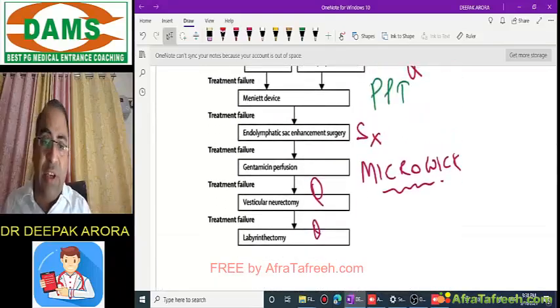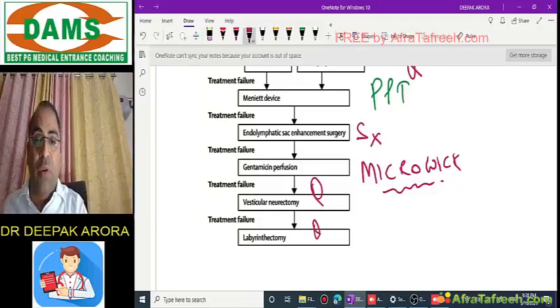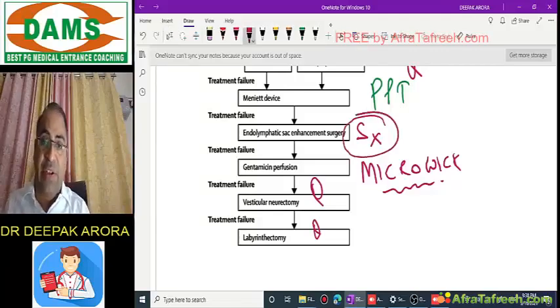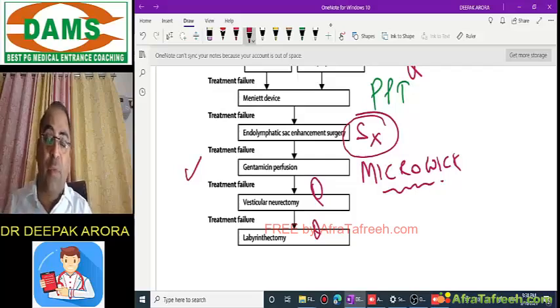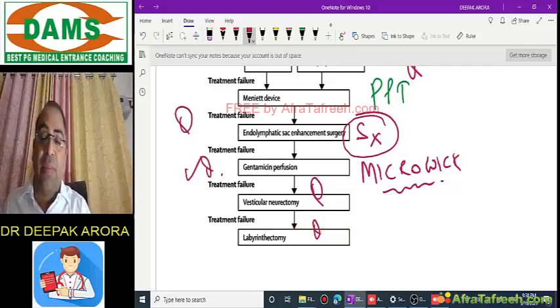In the last AIIMS, they asked one question: patient with vertigo not responding to basic medical treatment, what is the next option? We will go for endolymphatic sac decompression. If the patient is not even responding to endolymphatic sac decompression, we'll go for gentamicin, beta. Just remember this concept.